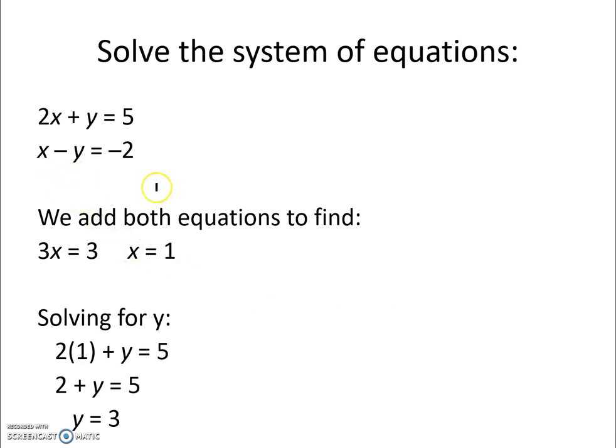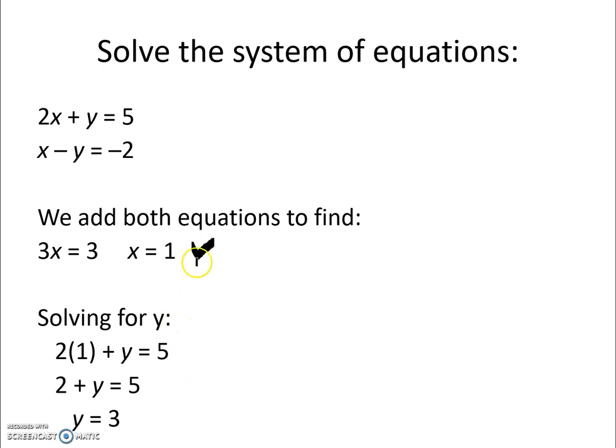So we simply add both equations and we find that 2x plus x is 3x, and plus y minus y, the y goes away. 5 minus 2, of course, is 3. But we don't want 3x, we want x, so we divide both sides by 3 to find that x equals 1. Once we've found x equals 1, we can use either equation to solve for y.